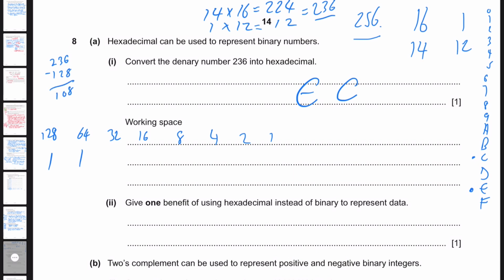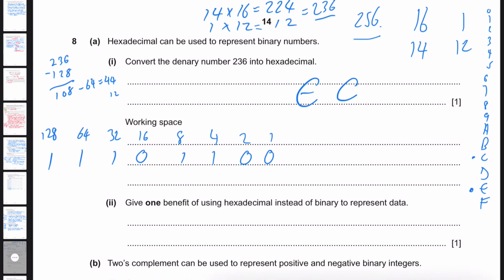So that means there's one of those. 108 take away 64 would give me 44, which would be one of those. 44 take away 32 would be 12. So none of those. One of those, one of those, one of those, none of those, none of those. So this is the binary number for 236.